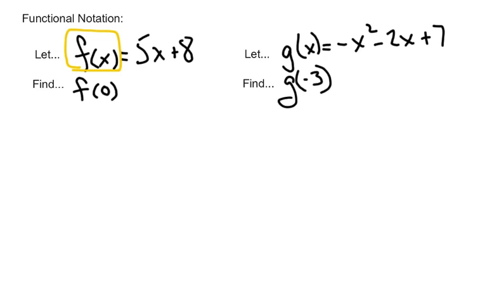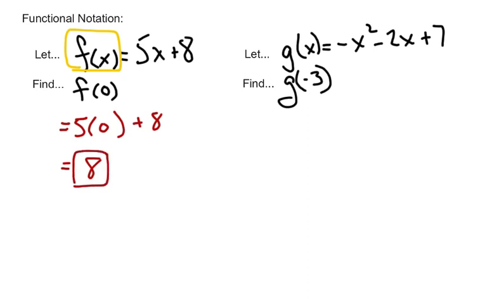Now that's a great way to define it, because now when we want to find the functional value in relation to a specific element of the domain, like in this case 0, if we want to find out what 0 is really paired with, all we have to do is plug it in. So our function said 5x plus 8. Well, in this case, our x is 0. So we plug 0 in for x. 5 times 0 is 0. 0 plus 8 is 8. So we found the functional value. The functional value is 8.